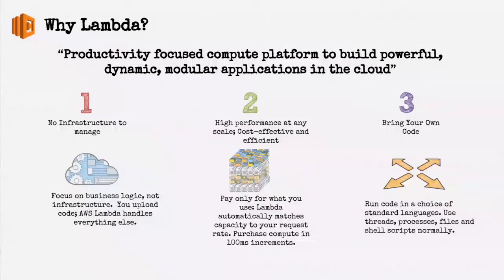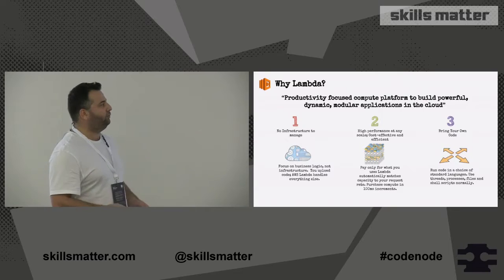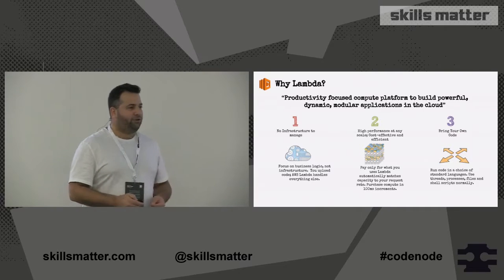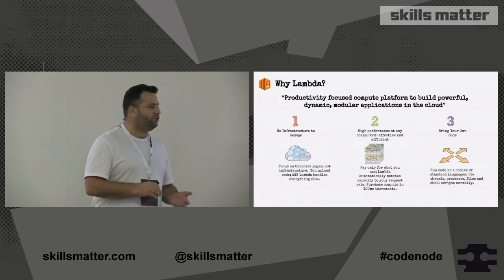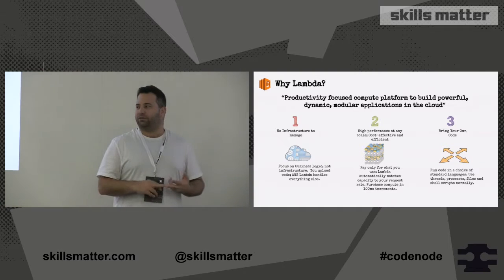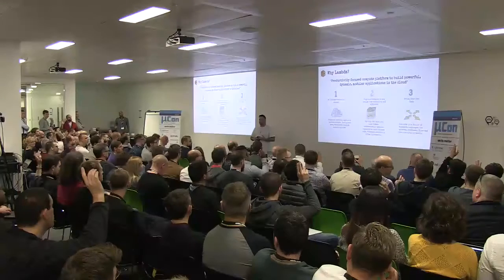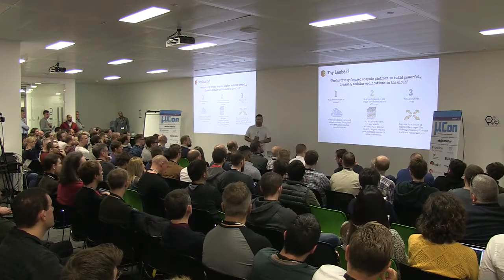The second reason is high performance at any scale, which is basically the same as no infrastructure. They take care of everything. They're auto-scaling groups, and they do everything for you. So just bring your own code. Lambda currently supports only 3 languages, which is Java, Python, and Node.js. How many Java developers are there here? Good. Has anyone tried the service? Yeah? Good. We have a couple of people.